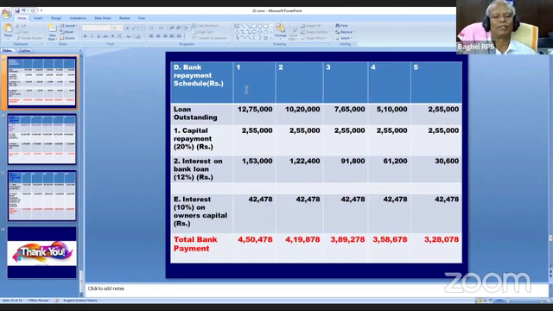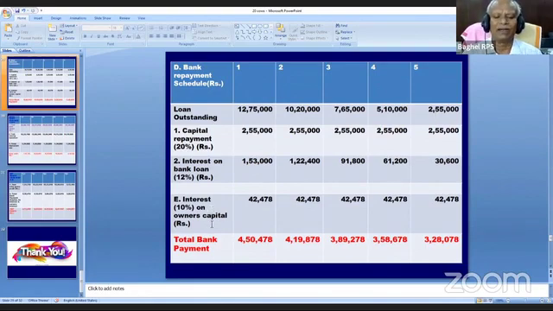Now, the bank repayment schedule. How will you do the repayment of the bank? The outstanding loan for you is 12.75 lakhs, and gradually it will reduce because of your payment. Capital repayment is at the rate of 20%, so for 5 years, your payment will be over. Interest on the bank loan is 12%. On the total amount of 12.75 lakhs, the interest will be charged at the rate of 12%. Like this, you can calculate the interest on the reducing amount of the capital available in your account.